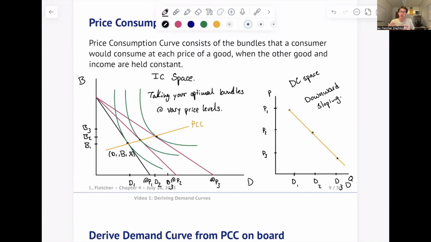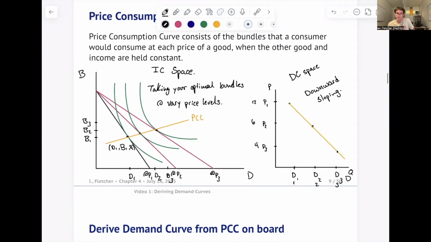So just imagine, how many bottles of beer would we want if beer cost $12 versus $6 versus $4, right? Our indifference curves are going to update, and from that, we're going to be able to derive a demand curve that varies at 12, 6, 4, and we're going to be able to purchase 1 bottle of beer here, 2 bottles of beer here, and 3 bottles of beer here. And so we're going to be able to demand a lot more, and we'll be fine.